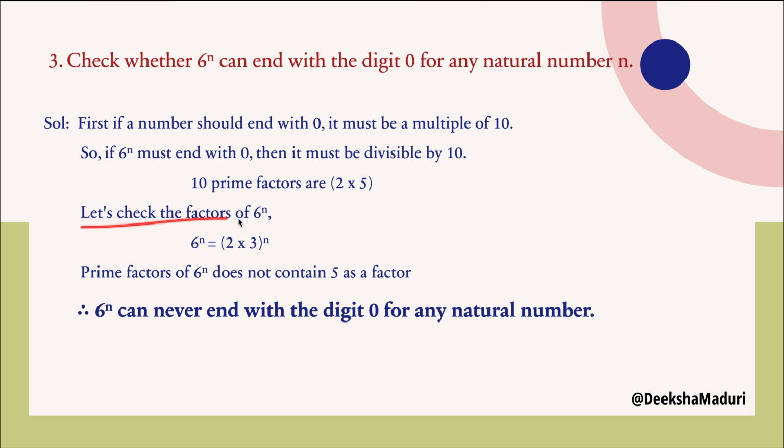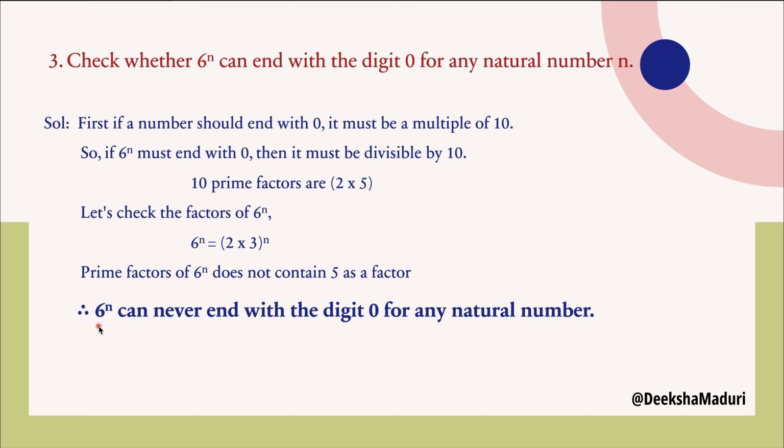Now let's check the factors of 6 to the power of n. If we look at the factors of 6, there will be 2 and 3. We cannot find 5. The prime factors of 6 to the power of n do not contain 5. In the prime factors of 10, we can see the number 5, right? That cannot be found in the prime factors of 6.